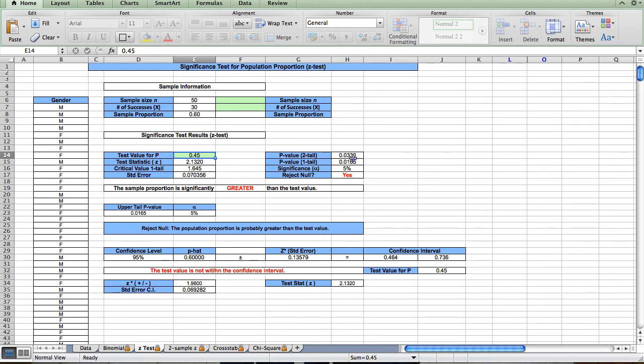That only occurs 1.6% of the time at random. Therefore, because this probably didn't happen at random, we conclude that our sample proportion is significantly greater than the test value of 0.45. In this case, we would reject that null hypothesis that p equals 0.45 in favor of our upper-tailed alternative.